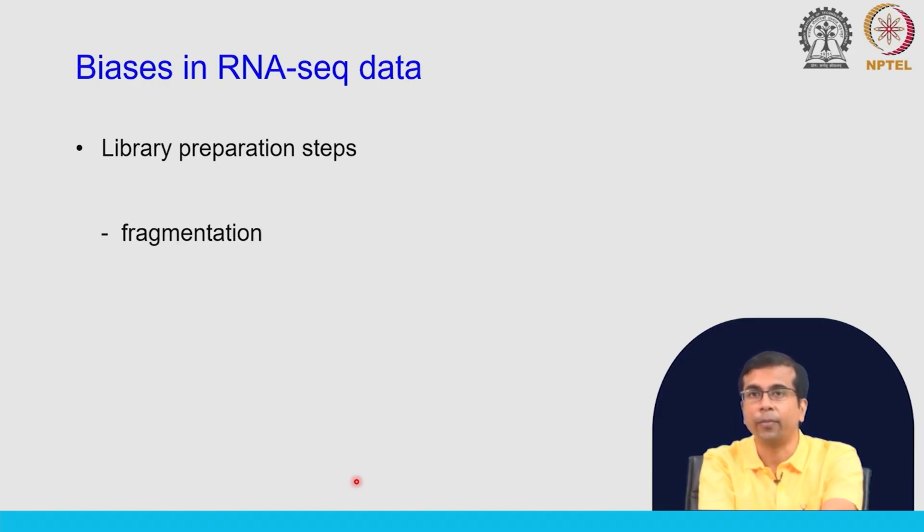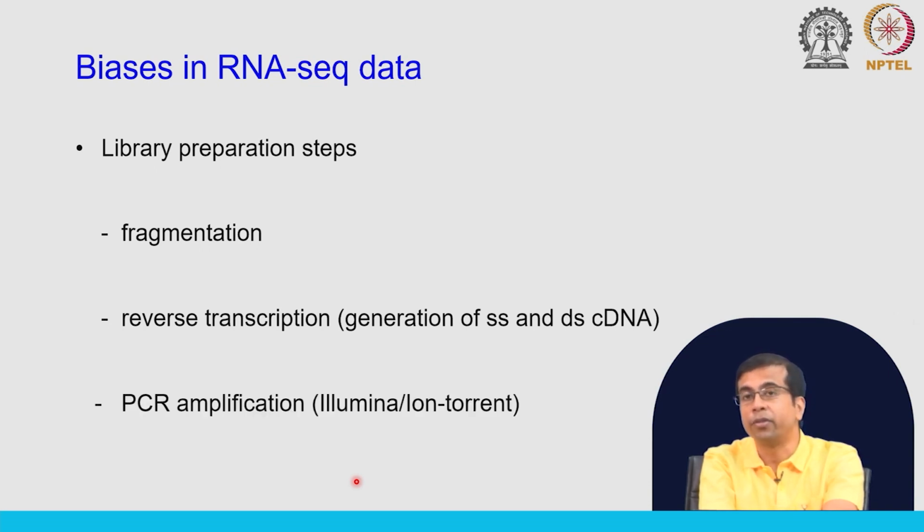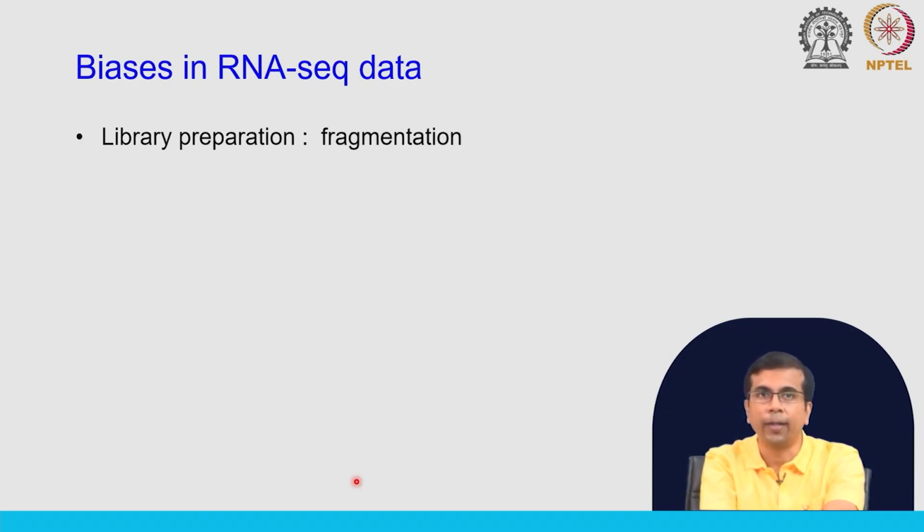So, we have to fragment long transcripts, and at different steps you have the reverse transcription, right. We have talked about this. So, this is generation of cDNA, double stranded cDNA, and then sometimes you also have PCR amplification, right. If you are going into Illumina or Ion Torrent platforms, you need to have on-bead amplification or cluster generation, right. So, bridge amplification. So, that can also introduce bias in the RNA-seq data.